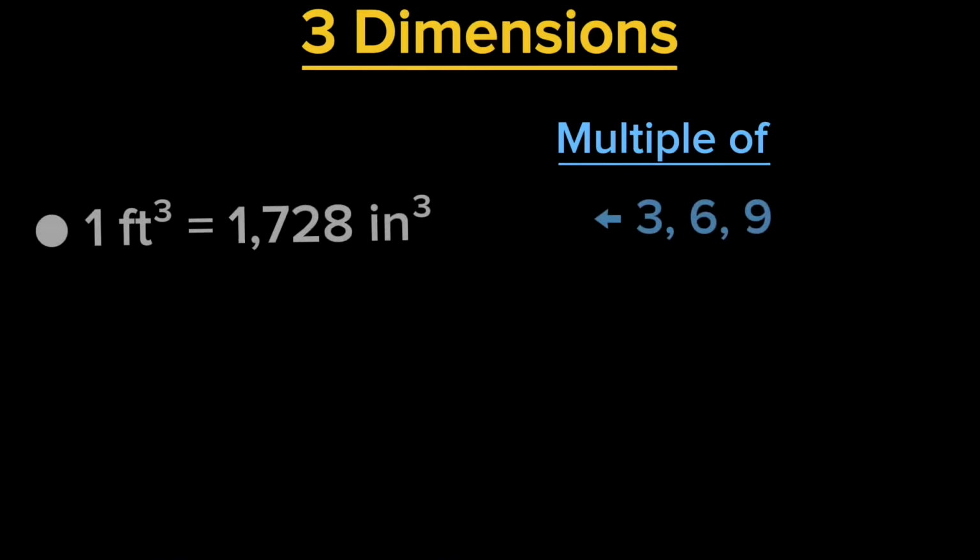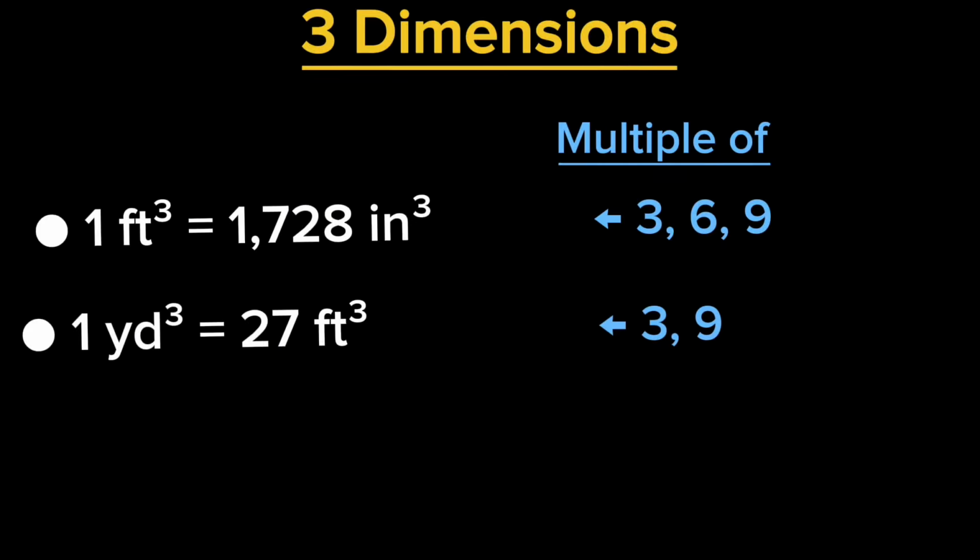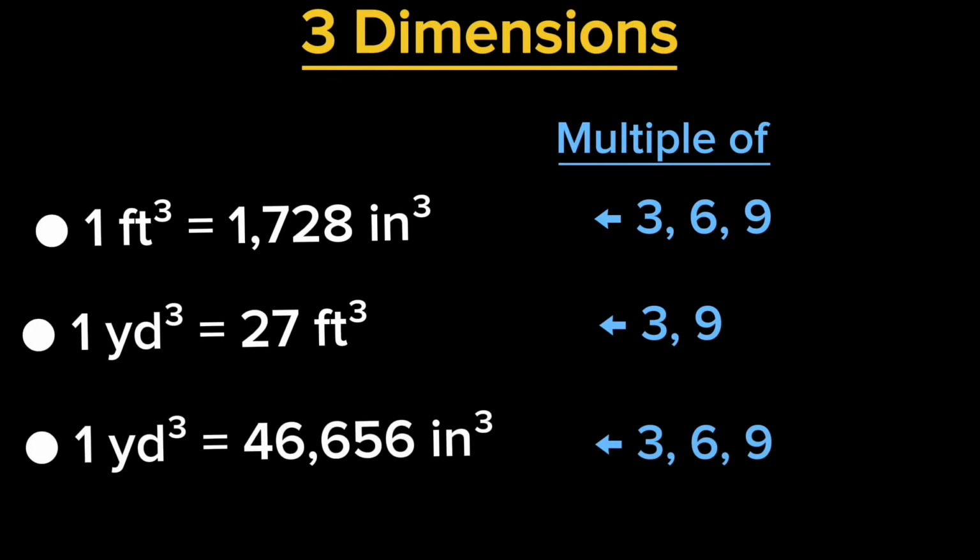are multiples of 6. In 3 dimensions, we have 1 cubic foot is equal to 1,728 cubic inches, 1 cubic yard is equal to 27 cubic feet, and 1 cubic yard is equal to 46,656 cubic inches. Again, all of these numbers are multiples of 3 and 9, and most are multiples of 6.